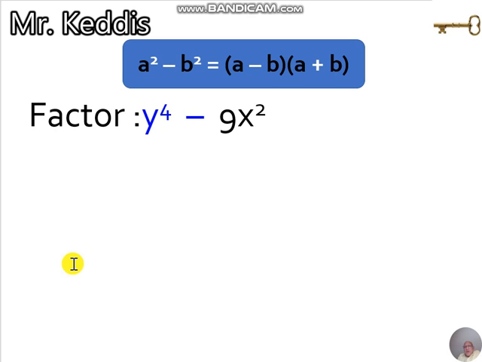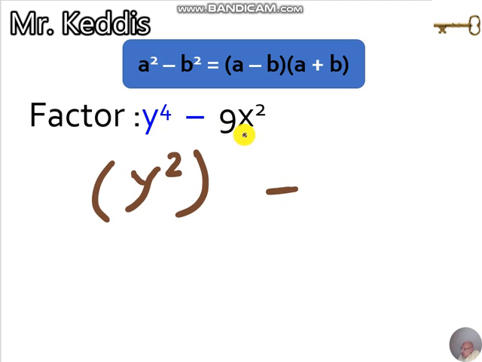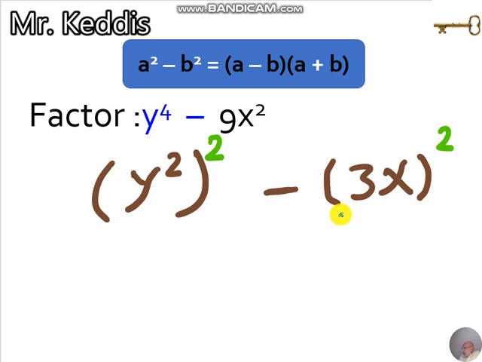To factor y to the power of 4 minus 9x squared, you write y to the power of 4 as (y squared) squared. And 9x squared means 3x times 3x, so it is (3x) squared. This is y to the power of 4, and this is 9x squared, which is 3x times 3x. Now this becomes the difference between two squares.